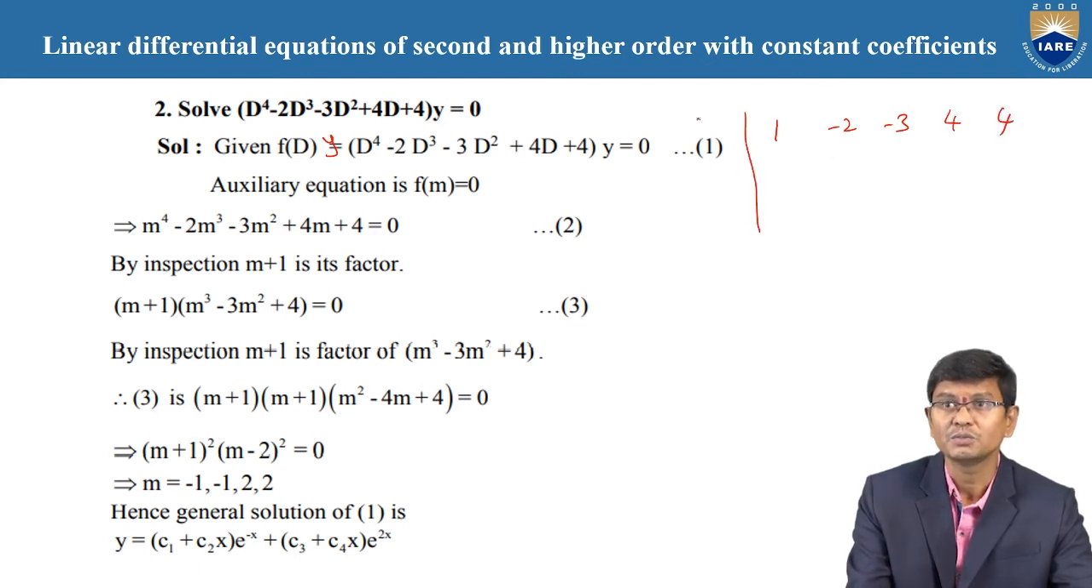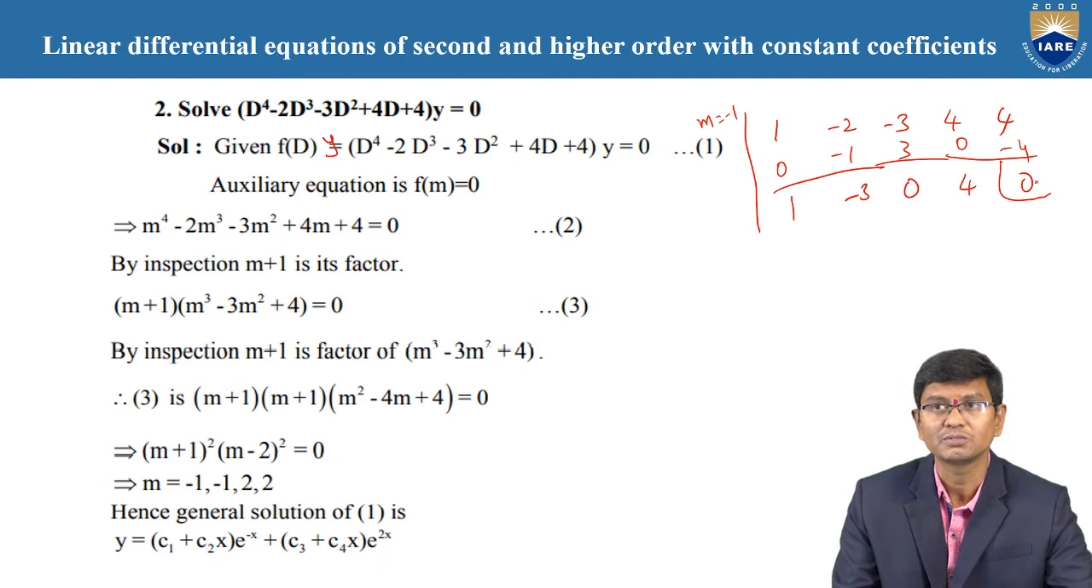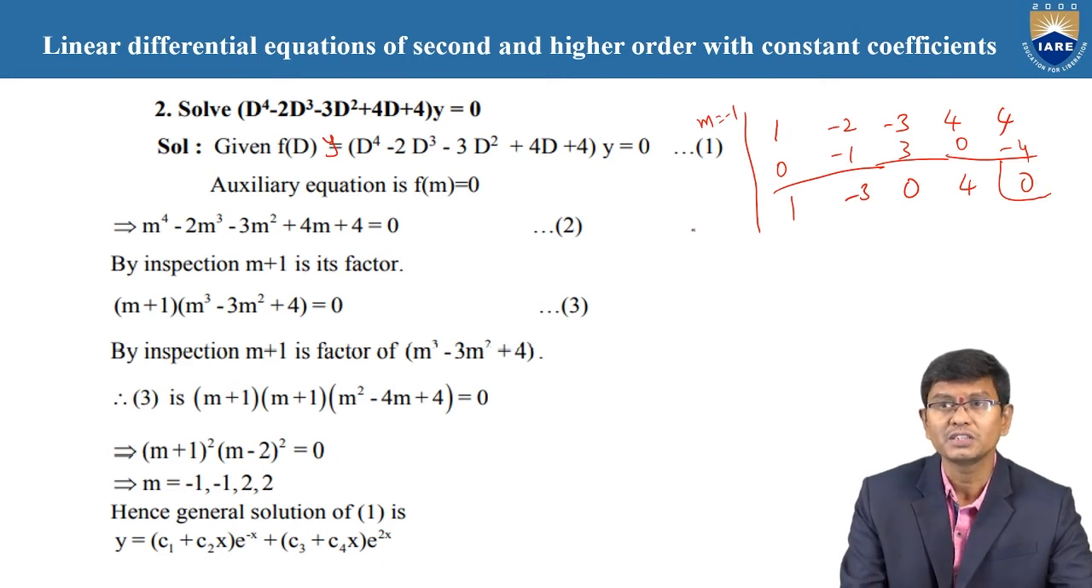Therefore, here assume that m is equal to minus 1, therefore it is 0. And here we have 1, minus 1, minus 3, 3, therefore it is 0, then 4, minus 4, therefore 0. That means one of the roots is m is equal to minus 1, and similarly the other root you need to find out by using synthetic division.